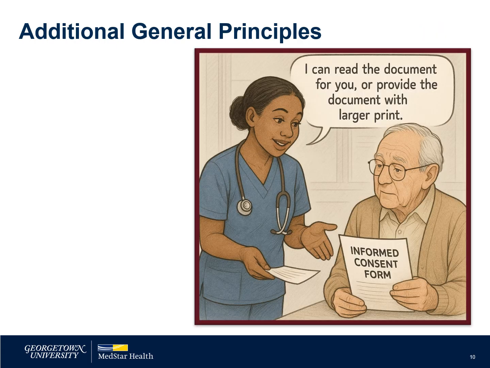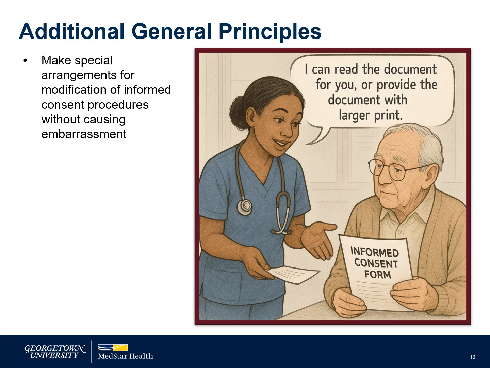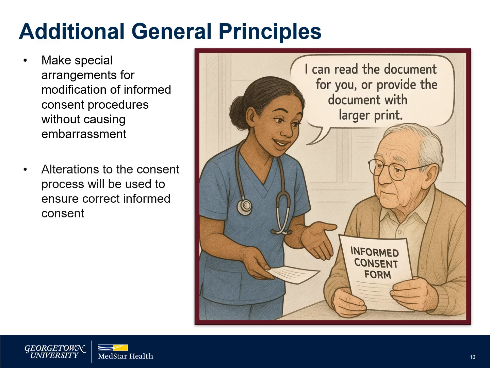Before transitioning into the informed consent process, let's address some additional general principles. If a research subject is unable to read, designated research staff and/or investigator are to make special arrangements for modification of informed consent procedures without causing embarrassment to the research subject. In order to present the consent to a subject that is legally blind or illiterate in a language understandable to the subject, alterations to the consent process will be used to ensure correct informed consent.